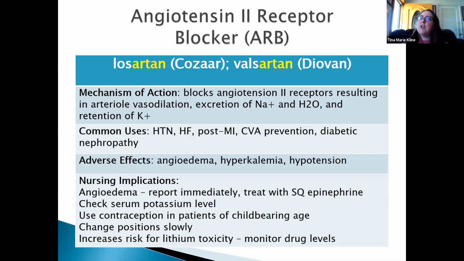You don't tend to see that dry, hacky cough. So sometimes if they can't tolerate lisinopril, they'll switch them over to an ARB and see how they do. Okay. Again, adverse effects. I'm still worried about that angioedema. I'm still watching for that. I'm worried about my potassium levels. So all that potassium teaching is going to apply. And again, hypotension. So again, not very different than your ACE inhibitors. They really work very similar, just at slightly different parts on the path.